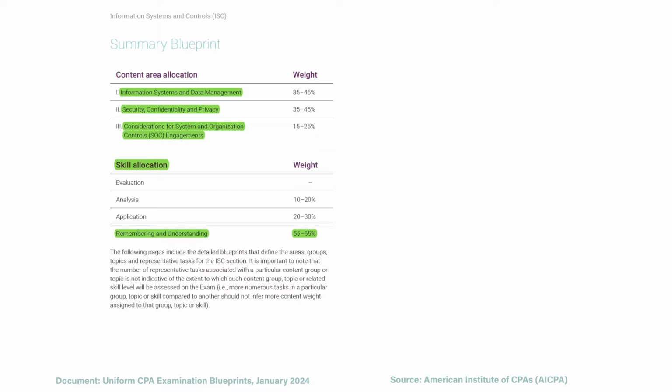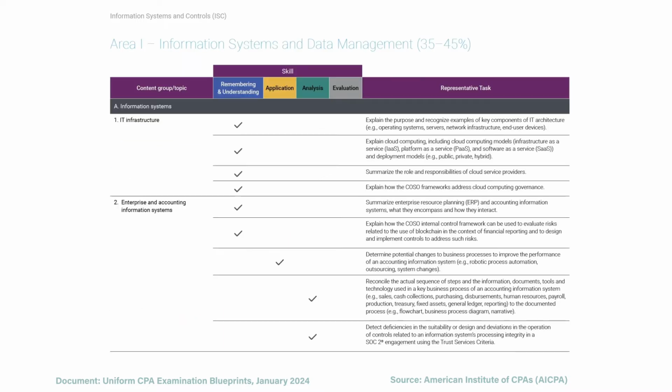This is much higher than the average exam has for remembering and understanding. For example, the FAR exam only has 5 to 15% of questions as remembering and understanding. So if you're good at regurgitating information and memorizing a lot of data, then you could really thrive in this exam. Now let's jump into the details of the first area, Information Systems and Data Management.